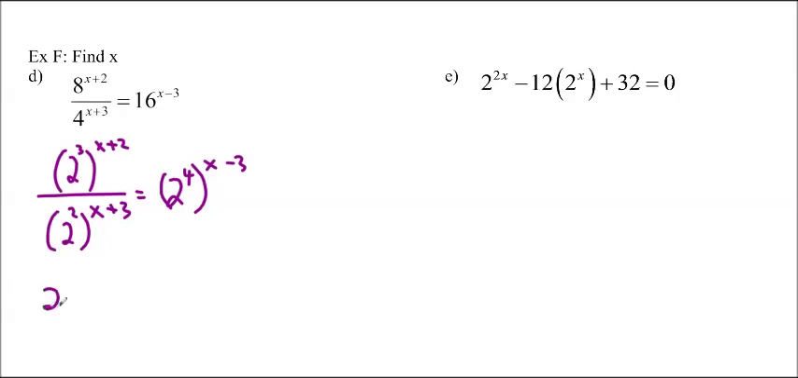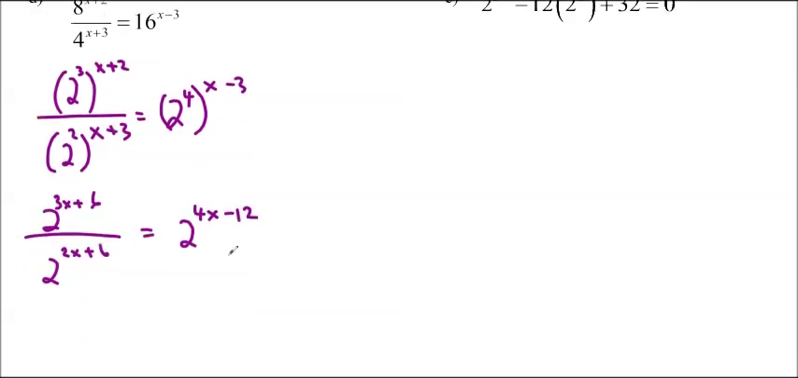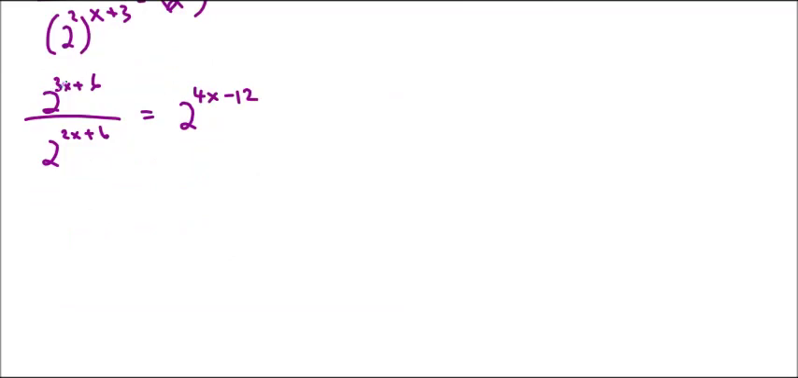So this becomes 2 to the 3x plus 6 over 2 to the 2x plus 6 equals 2 to the 4x minus 12. Again, make sure you use the distributive property. And then I'm just going to subtract these, so I get 1, 2 in the bottom as the base. So 2 to the 3x plus 6 minus 2x minus 6. Don't forget to distribute the negative in there. 2 to the 4x minus 12 on the other side.